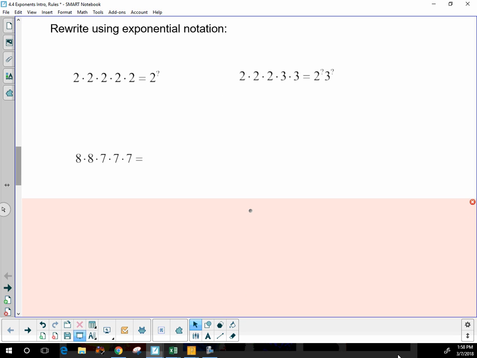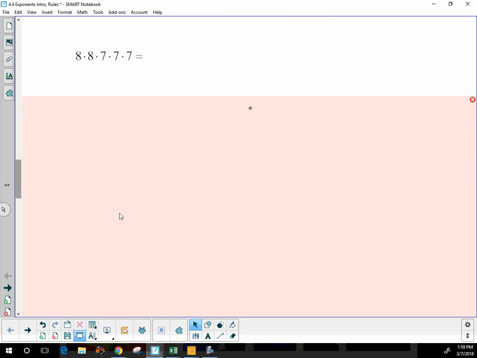Again, all you do is count them up. This is pretty easy. There's 1, 2, 3, 4, 5 of them, so this would be 2 to the 5th. 1, 2, 3 of these, so 2 to the 3rd, but then 3 to the 2nd. 8 squared times 7 cubed. That's 8 with an exponent of 2 and 7 with an exponent of 3. I'm going to get over to the board in a second. Well, you guys take a look at this one.